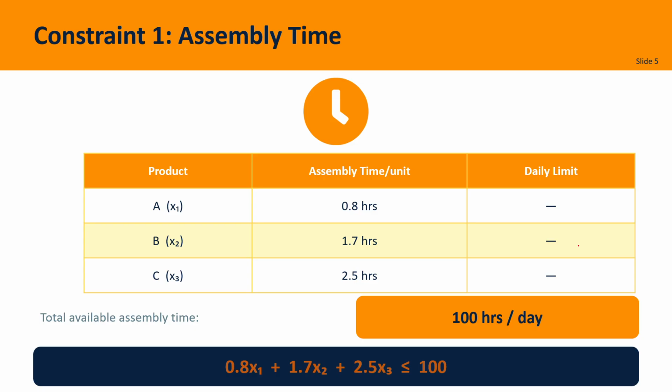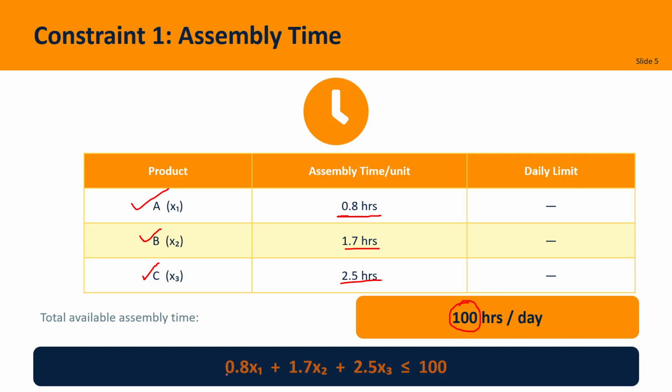Now it's time for the constraints. The first constraint is the time constraint, the assembly time constraint. Each unit of A takes 0.8 hours for assembly. Each unit of B takes 1.7 hours of assembly, and each unit of C takes 2.5 hours of assembly. And the total available assembly time is 100. So the usage cannot exceed that.